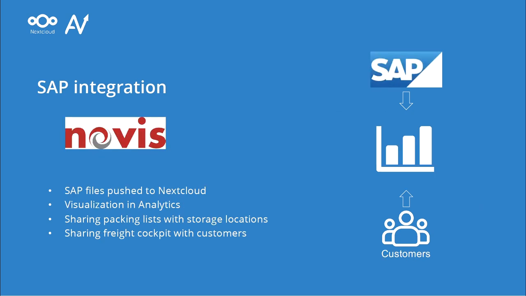Novus is a company in southern Germany. They use Analytics to report on SAP data. SAP is extracting data, storing it as flat files within Nextcloud. Analytics has real-time access to these flat files extracted from SAP. And they are creating packaging lists and freight cockpits to be shared with their customers and with their storage locations. So everyone always has the same information, which is originally coming out of the SAP environment, all within the sharing functionality of Nextcloud Analytics.